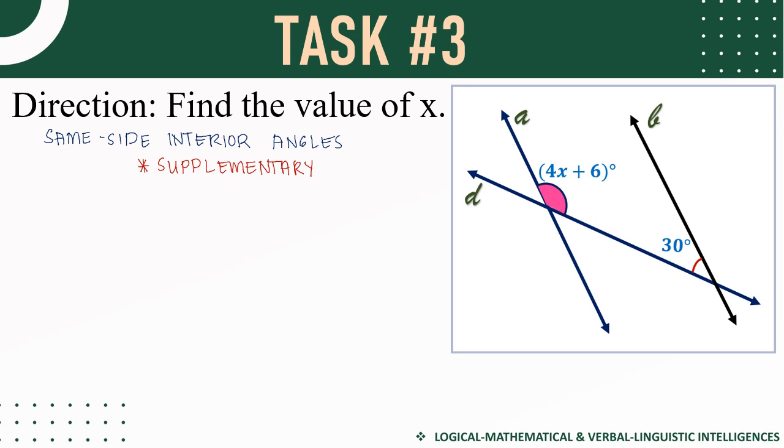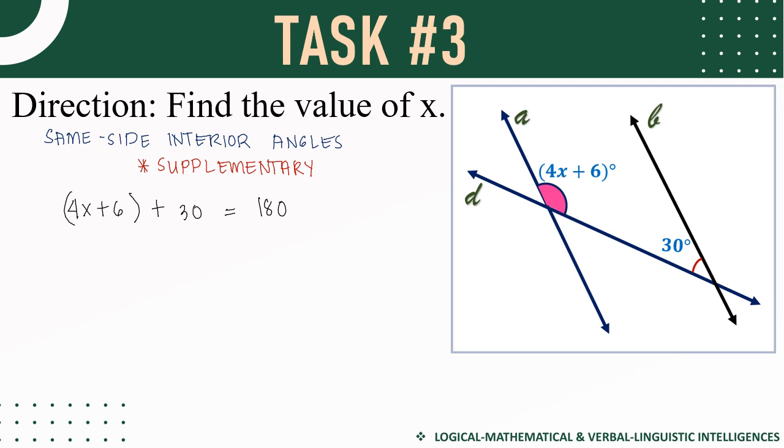So that means simply our equation would be, we're gonna sum up the 4x plus 6 and the 30 degrees, and it should be equal to 180 degrees. As easy as that. Alright? But later on, make sure to write the unit of measurement, the degrees, in your final answer. For the meantime, you're gonna focus on the values.